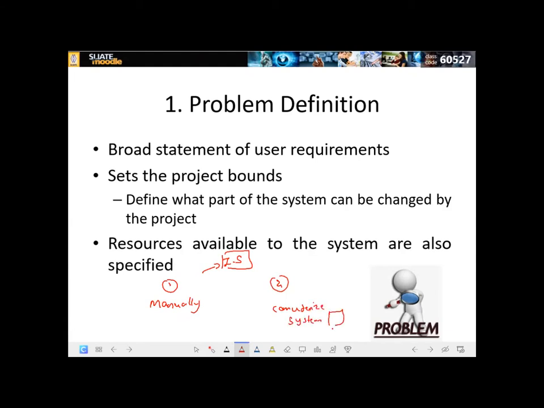The system is there, but this system has problems. Therefore, we have to resolve these problems. We are going to make a new information system and replace this one, and we are going to fix the problems. We can amend the system.